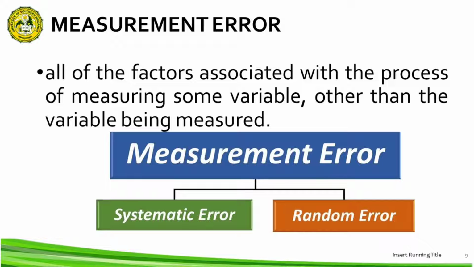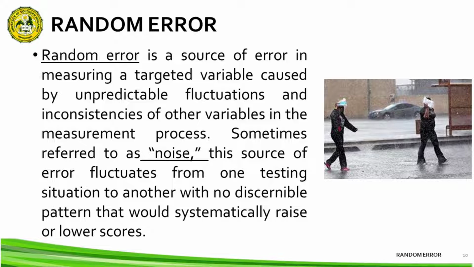So measurement errors can be acceptable in some ways, or they are errors that are difficult to address, because they are the random error and the systematic error. Random error is a source of error in measuring a targeted variable caused by unpredictable fluctuations and inconsistencies of other variables in the measurement process, sometimes referred to as noise. This source of error fluctuates from one testing situation to another with no discernible pattern that would systematically raise or lower scores.